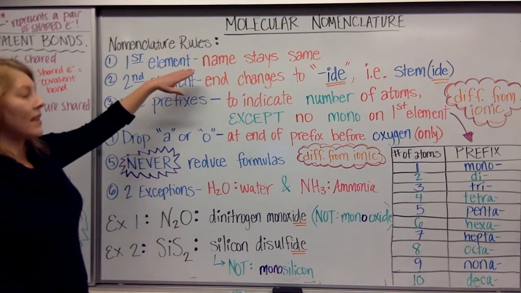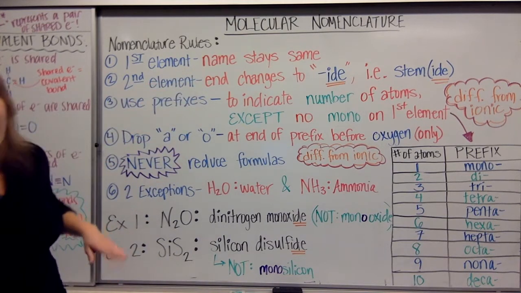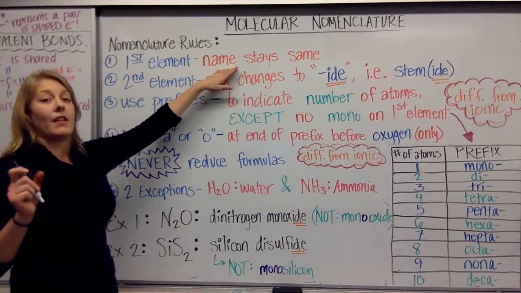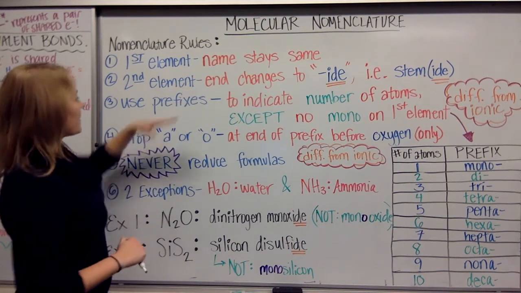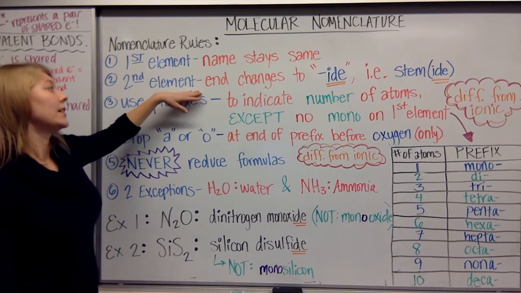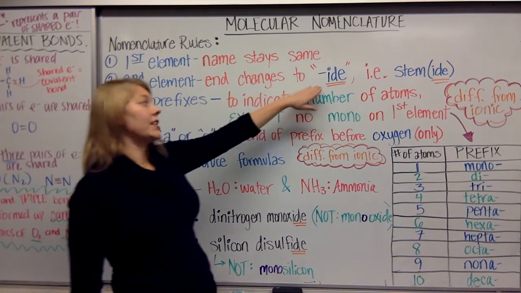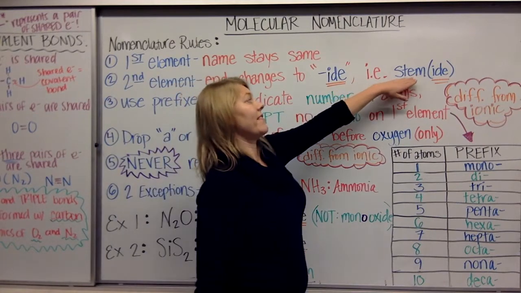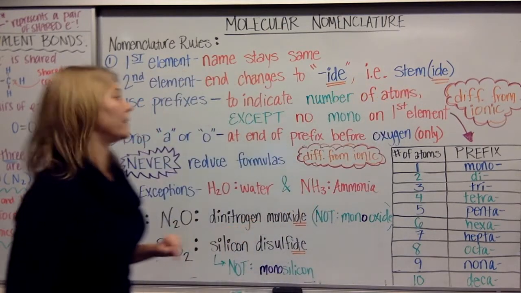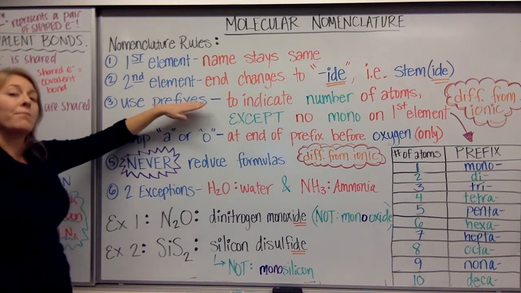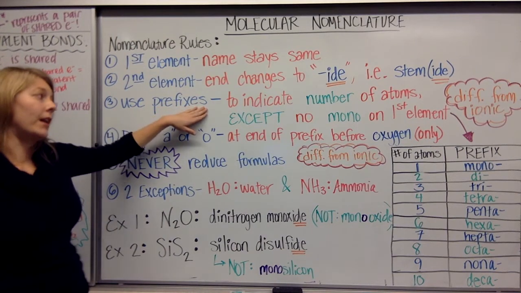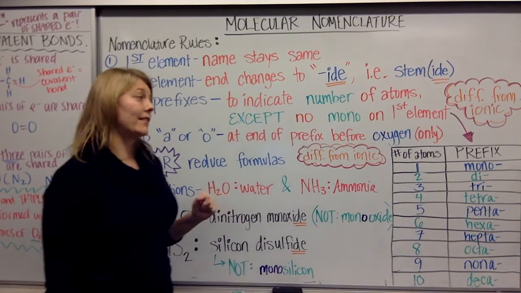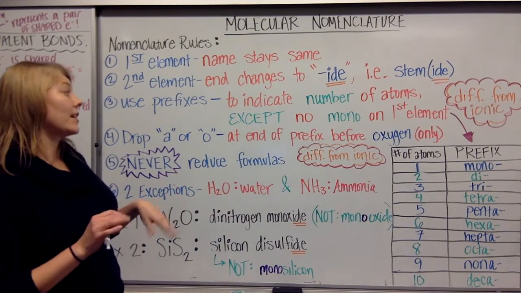Here are our rules. The first element, just like ionic bonds, the name stays the same. The second element in the compound, the end is going to change to "ide," just like we saw in an ionic bond. So it's going to be the stem plus "ide" at the end. We're going to use prefixes. This is different from ionic bonds. Use prefixes to indicate the number of atoms. This actually makes it a lot easier.